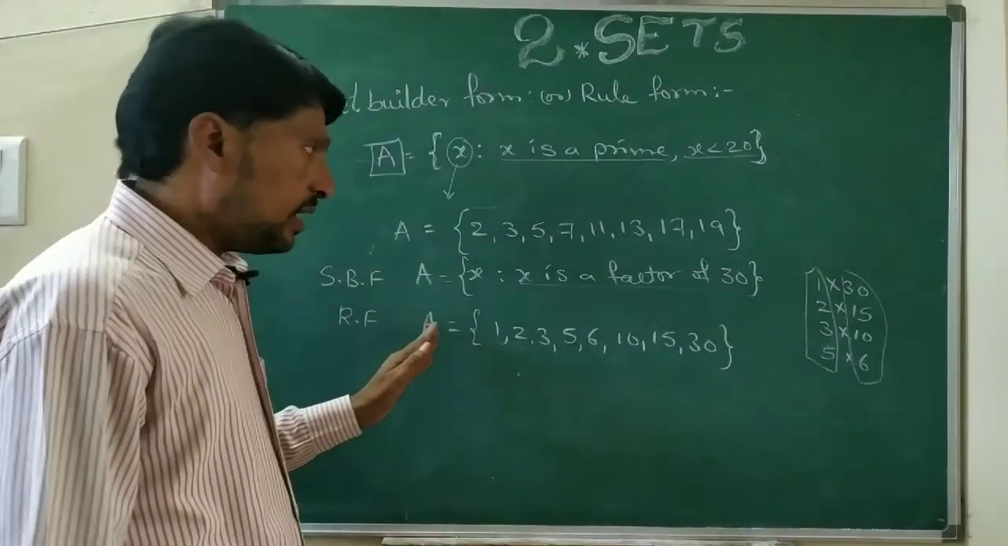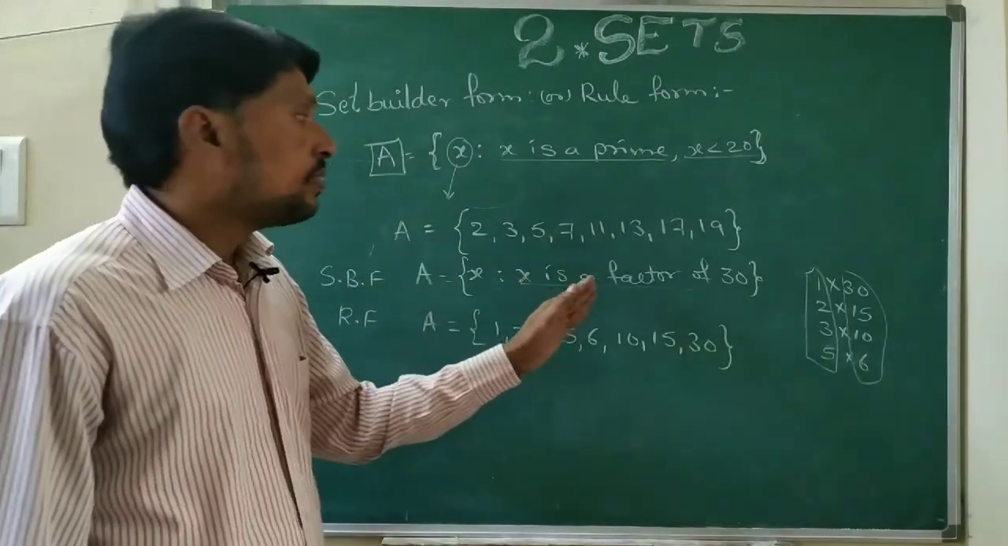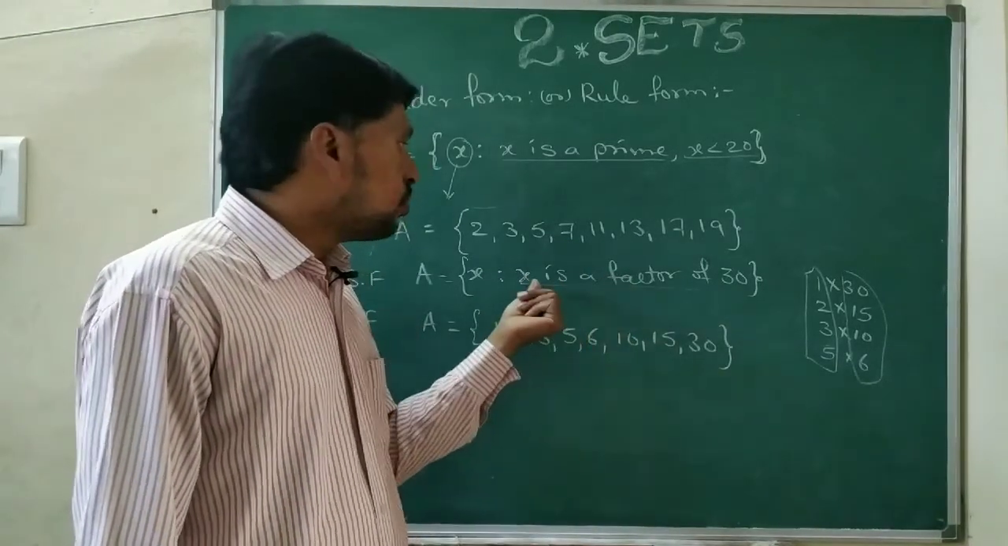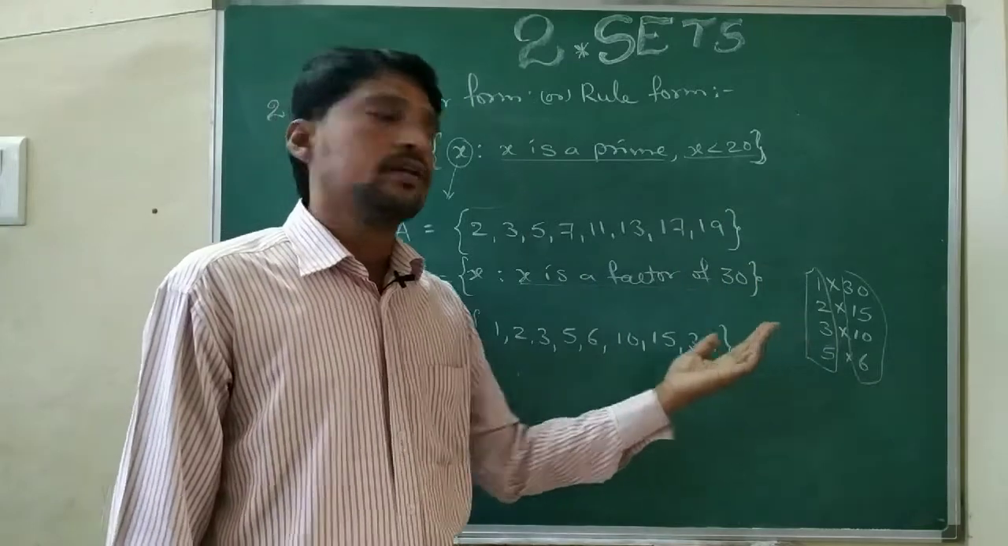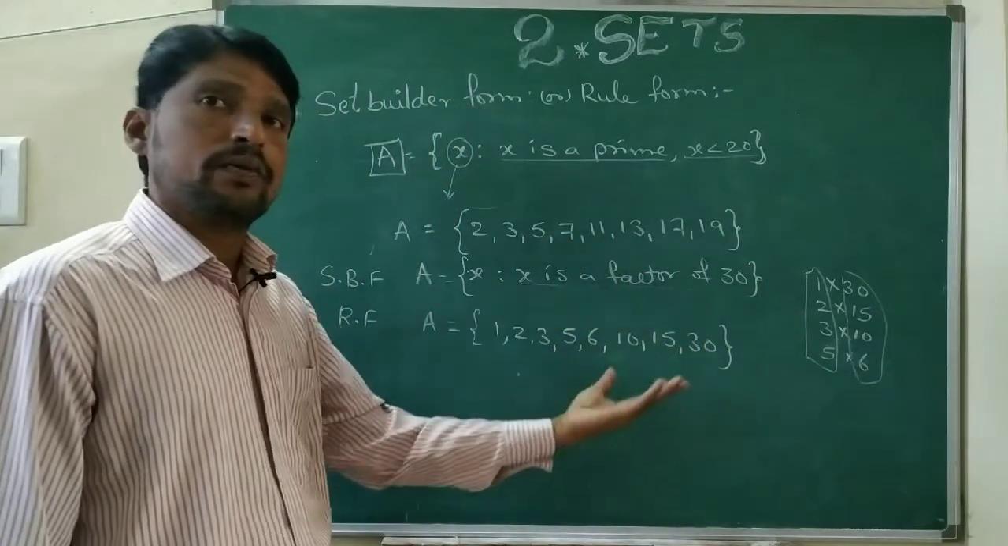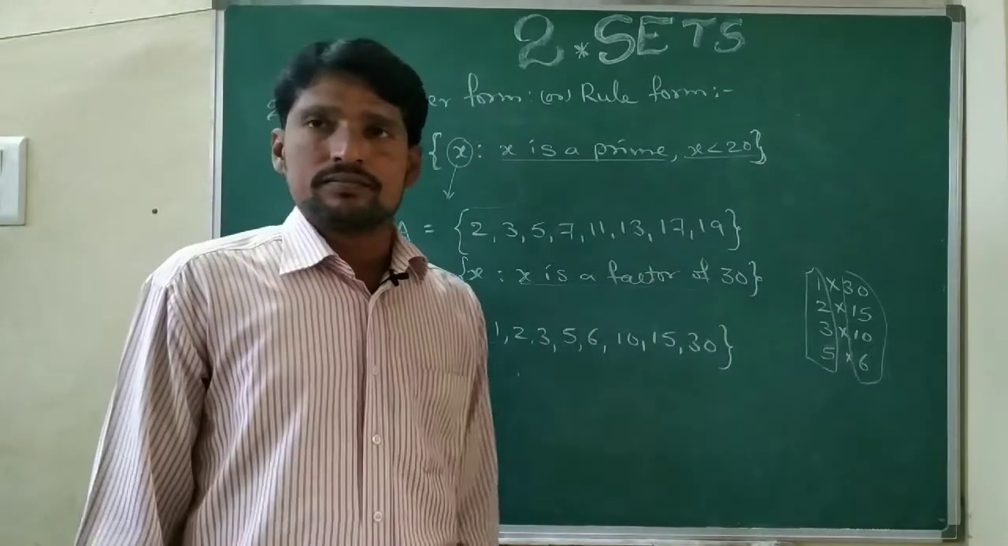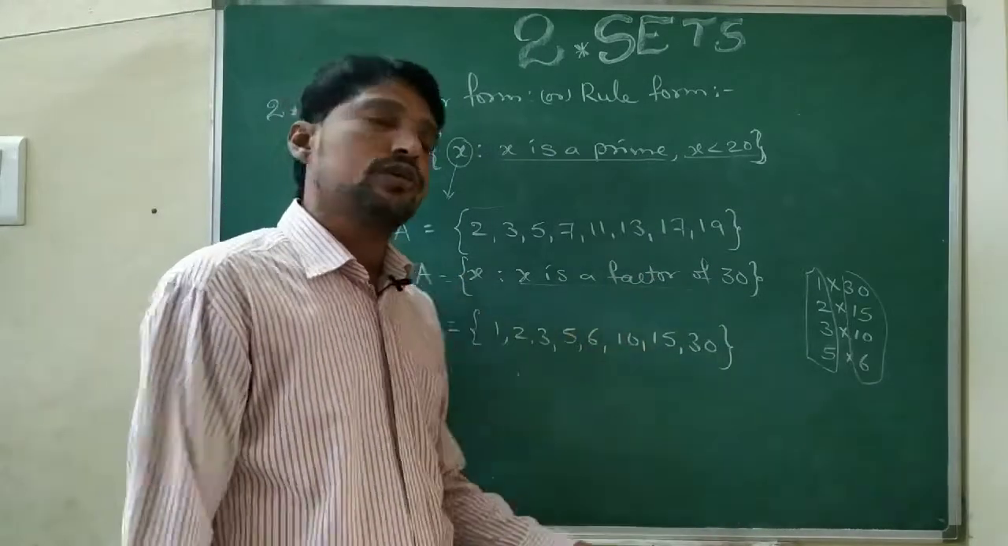So here the condition and property are in this only. So x is a factor of 30. In this, the condition is there, and a common property is also there. What is the property? Factors of 30. Only the factors of 30 we should write.